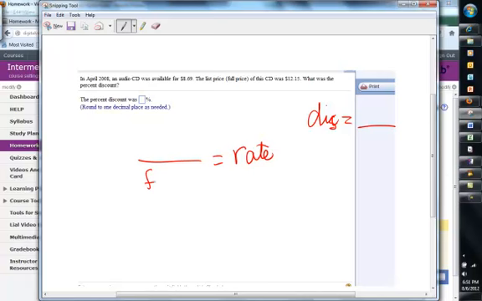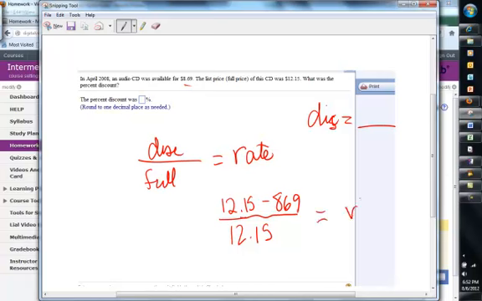So the full price is going to go on the bottom, and not the new price, but the discount is going to go on the top. Okay, so the full price is $12.15. People would be tempted to put $8.69 on the top. That's the sale price. So the amount that it's off is $12.15 minus $8.69.